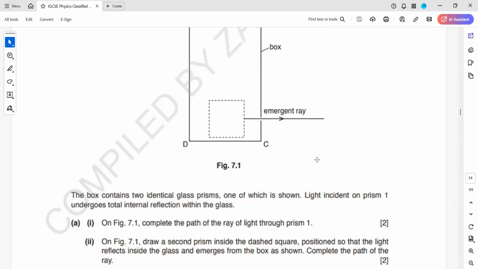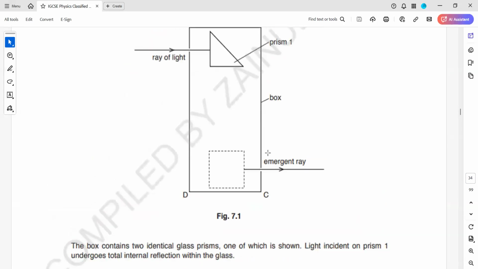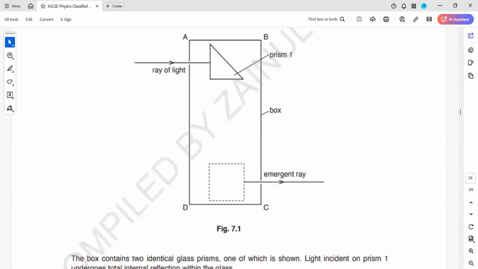On figure 7.1, complete the path of a ray of light through prism 1, and then on figure 7.2 draw the second prism inside the dashed square so that the light is reflected inside the glass and emerges from the box as shown, to complete the path. So we have one of the prisms already drawn. We have to complete the path.